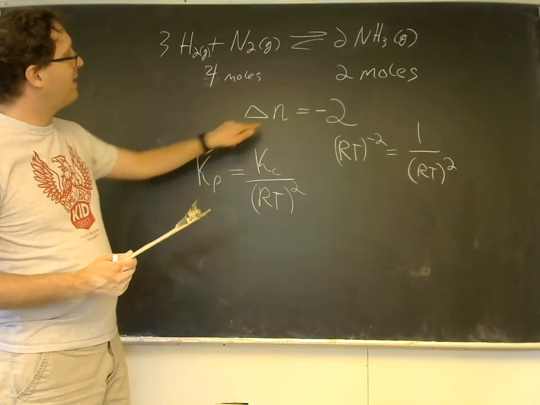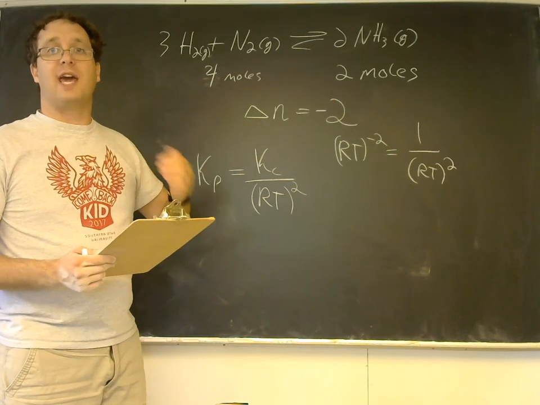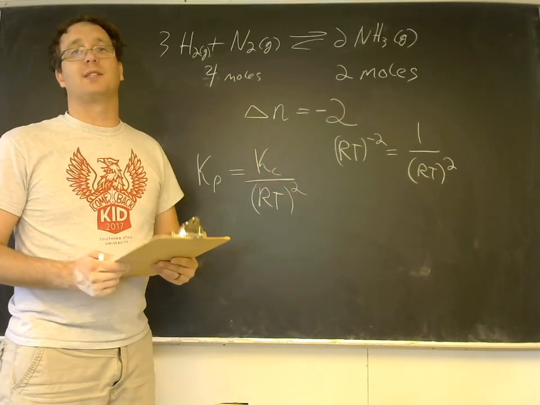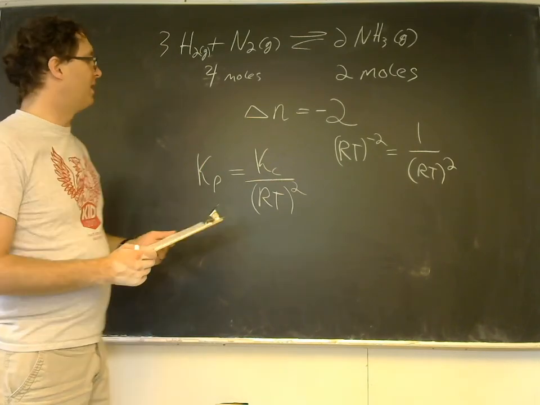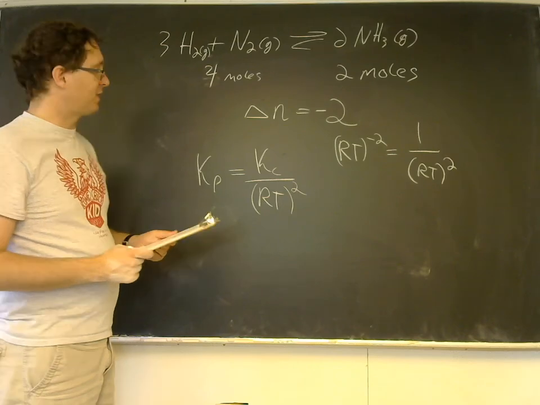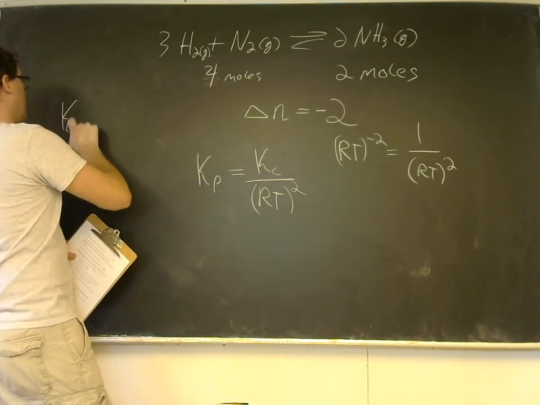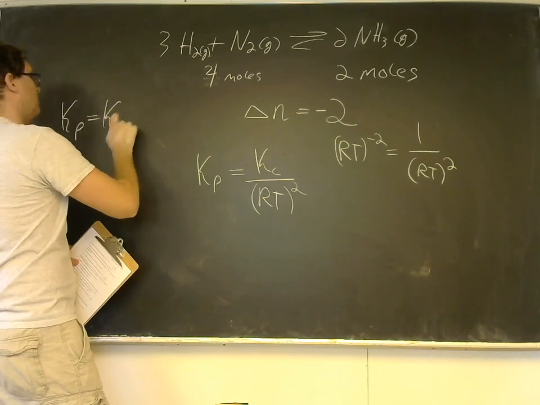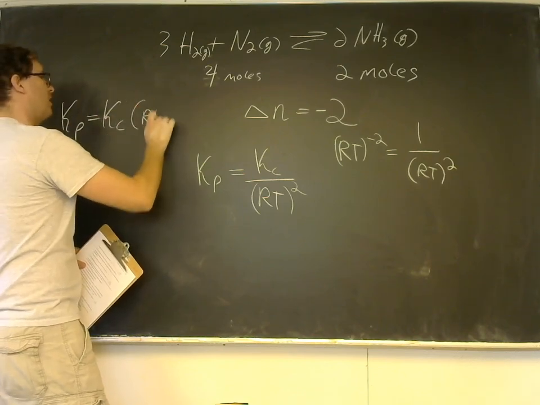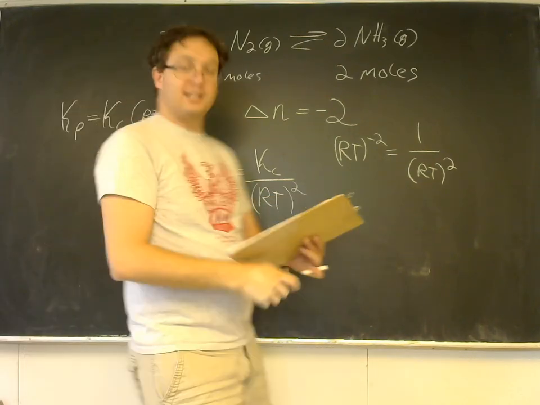Now if you had a delta n equal to 0, that is the one time when Kp and Kc are precisely equal to each other. But for all of the other gas phase reactions, you'll need to have this relationship. Kp is equal to Kc times RT raised to the power of delta n. Okay, and that's it for 15.2.